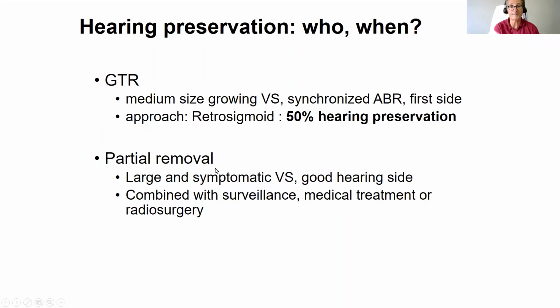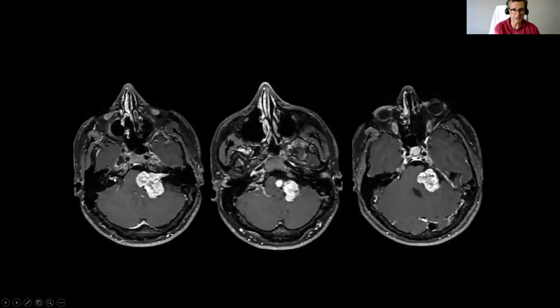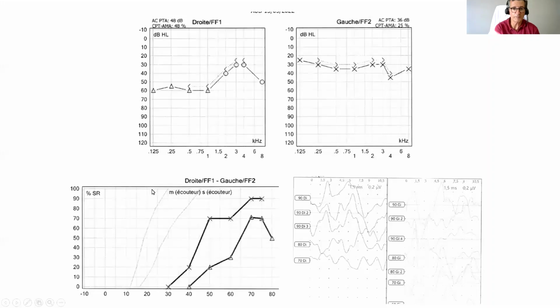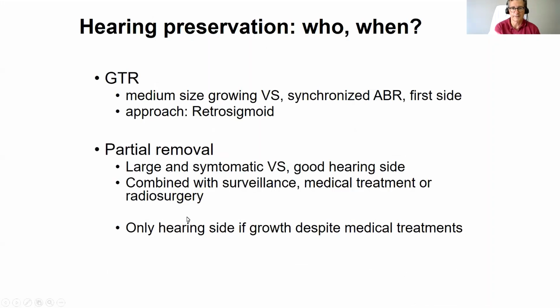When are we doing partial removal? It's when the tumor are large and symptomatic on the good hearing side. You see this tumor, the patient has no hearing on this left side. The patient has a balance difficulty, so we decide to remove a part of the tumor. Then we follow the remnant and treat with Avastin or radiosurgery. And the patient was improved.